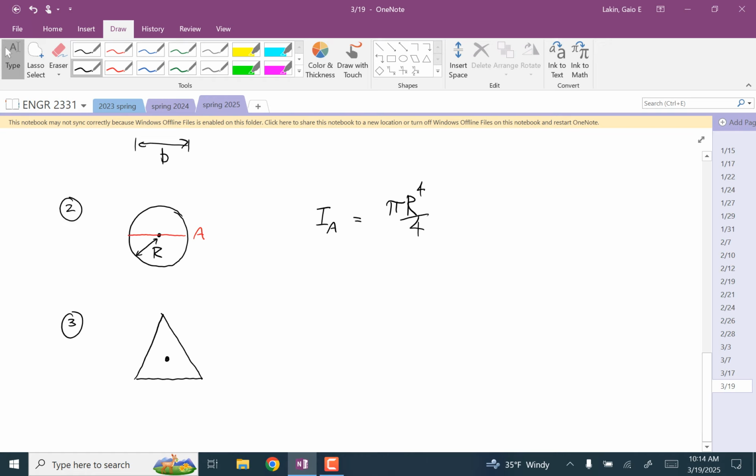Okay, so where is the centroid of this triangle located? How high? 1/3. 1/3, yep. So there's the centroid. There is the neutral axis. And the area moment of inertia about that neutral axis is the base times the height cubed over 36.